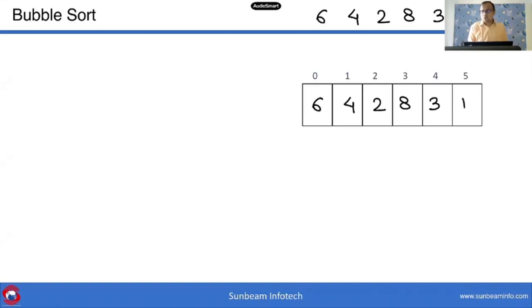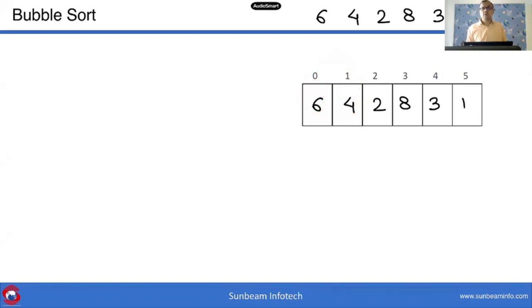In bubble sort, you start scrolling. What does that mean? You start comparing two consecutive elements, then the next two elements, and the next two, and you ensure that if the left side element is greater than the right side element, then you simply swap. If it is greater, then you swap. If it is not greater, you don't swap.